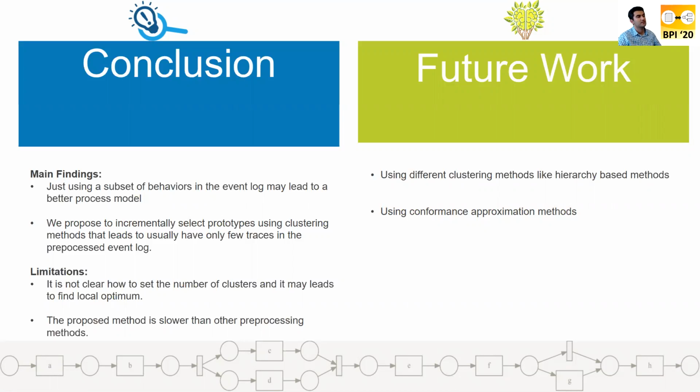We also find some limitations in our work. As we use k-medoid for clustering, we don't know the best number of clusters beforehand, and it may lead to not finding the best subset. The proposed method uses conformance checking to measure the quality of discovered models and deviated traces. Therefore, it is slower than other pre-processing methods.